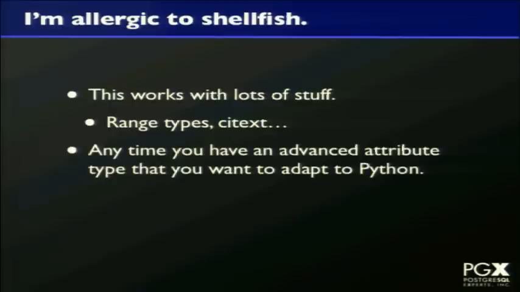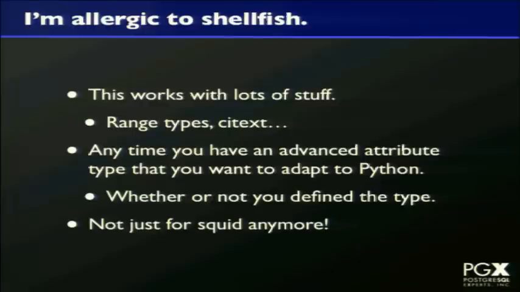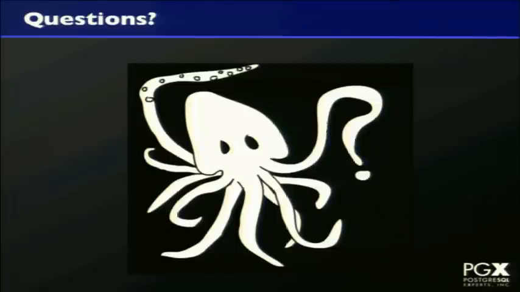Anytime you want an advanced attribute type that you want to adapt to Postgres, you use this same pattern. So for example, if you want to bring CIText into your application, you can do this. Obviously, if you're using a framework like Django, tons and tons of this stuff has already been done for you. But if you have your own custom ones, or you have a different framework that hasn't gotten there yet, that's great. And you don't have to have defined the type inside of Python. You can adapt the type without having to have written it. So it's not just for Squid anymore. And that's it. Any questions?